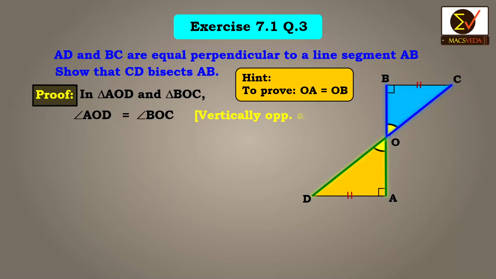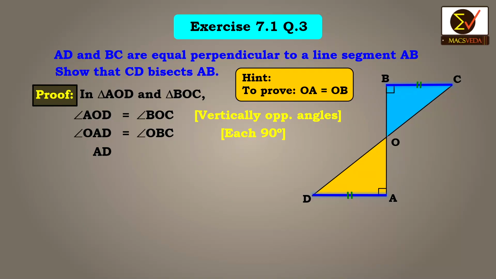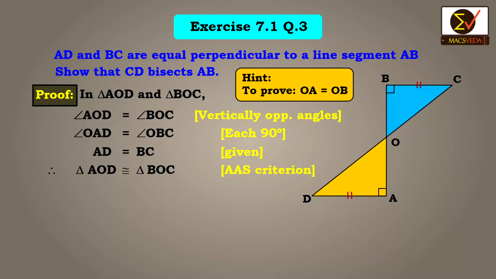They are equal. Now this angle OAD and angle OBC both are 90 degrees, hence they are equal. And here the side AD is equal to side BC. They are also equal, which is given. Now, by the AAS property, angle angle side property, triangle AOD is congruent to triangle BOC.